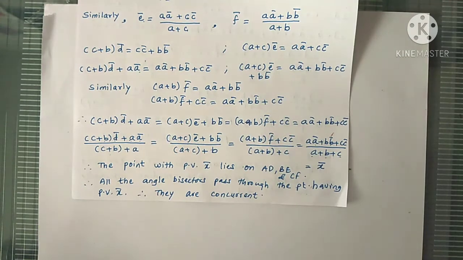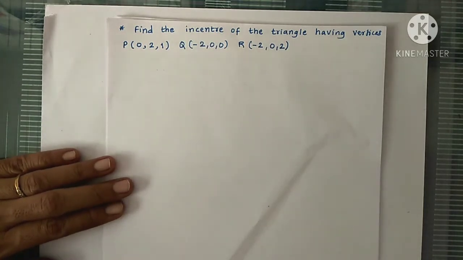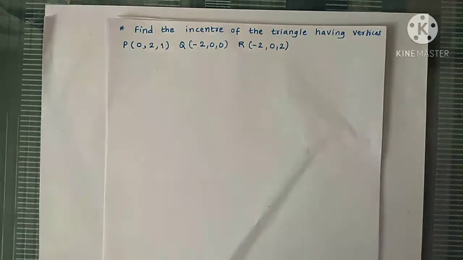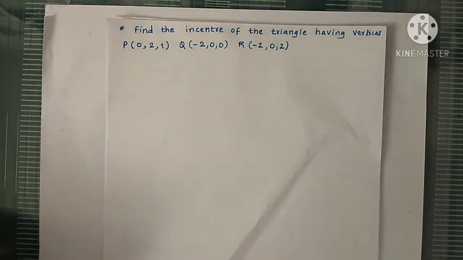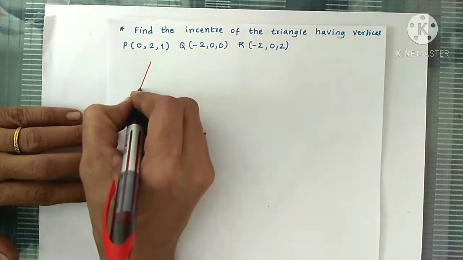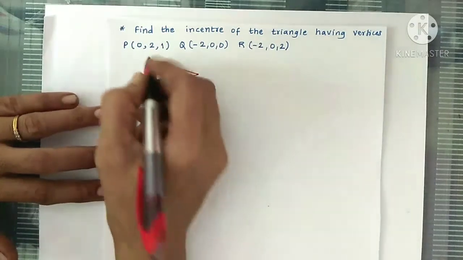Finding incenter of a triangle. Okay, let's solve the question. Find the incenter of the triangle whose vertices are P(0, 2, 1), Q(-2, 0, 0) and R(-2, 0, 2). So to find the incenter, we have written the formula as (A A bar + B B bar + C C bar) upon A + B + C. Now instead of triangle ABC, triangle PQR is given. So let's draw the triangle first. So let this be triangle PQR.